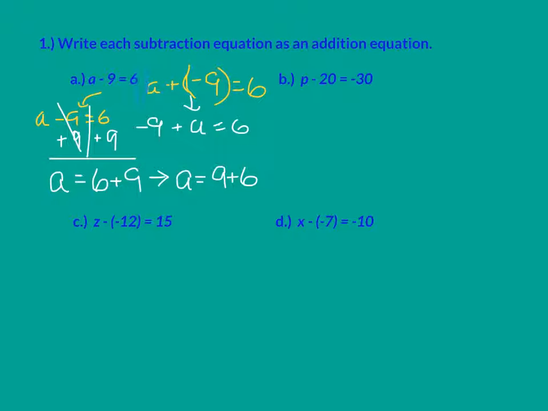So this was the first one I did right here. That's that one converted. And then I've got this one and this one. 4 different ways to show that very same problem. Let's move on to B.